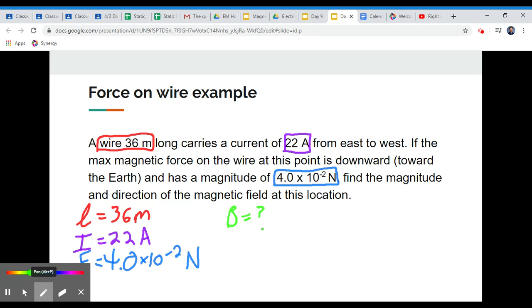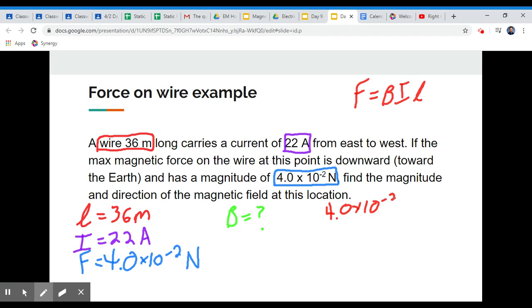Well, going back to our equation of F equals B I L, you can just go ahead and plug everything in here. So I'm going to end up with 4.0 times 10 to the negative second is equal to B, which I don't know, times 22 times 36. Take a second to pause the video if you want to solve for that.